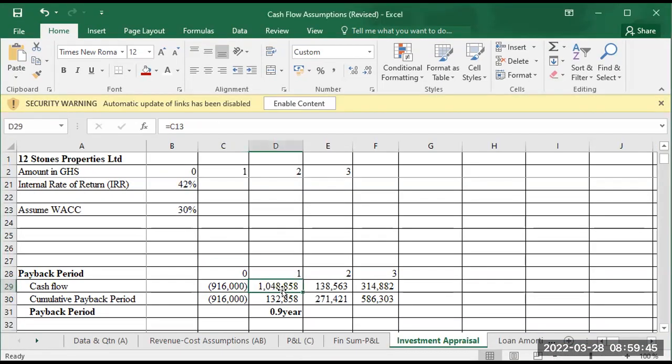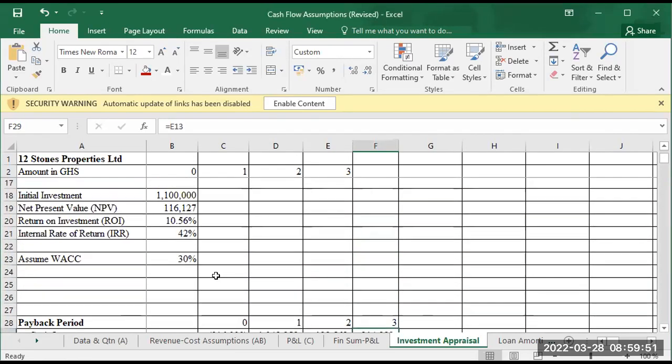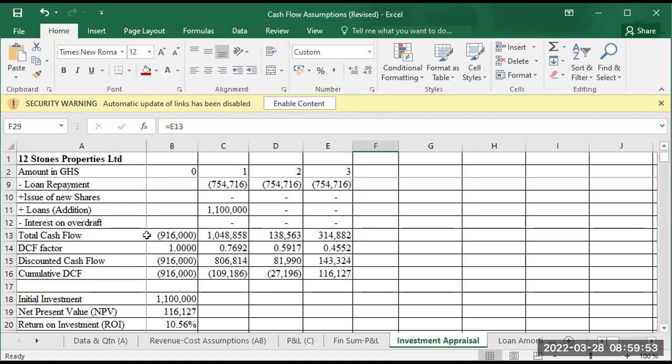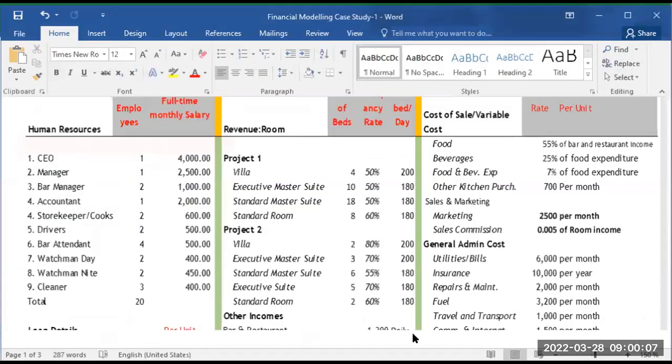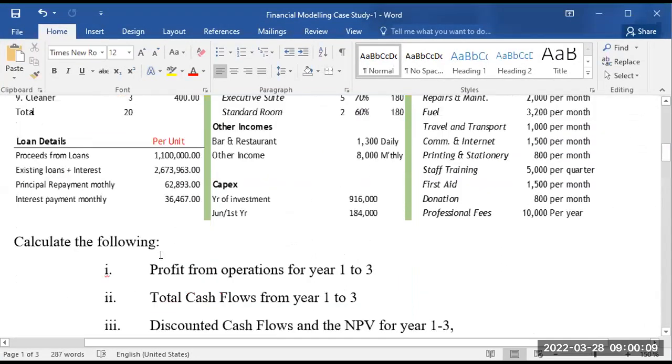This, and that. So that was our pick. Where is it? Yeah, our total cash flow. This is our total cash flow. So the values we picked here is what I have transferred here to do the calculation for the discounted cash flow. I think, is that the first thing we're supposed to find? Was it the discounted cash flow?